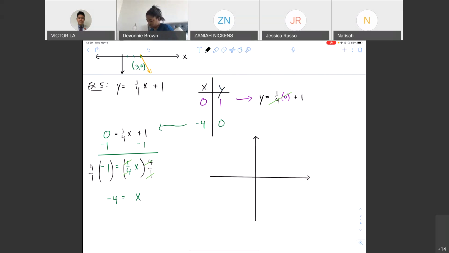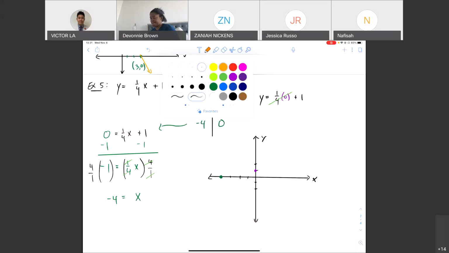Do the same thing, right? Y, x. You know that you're going to have to go up 1 space in the y direction. You know you're going to have to go out 4 spaces in the -x direction. So you're left with -4, 0. And then you're left with 0, 1.